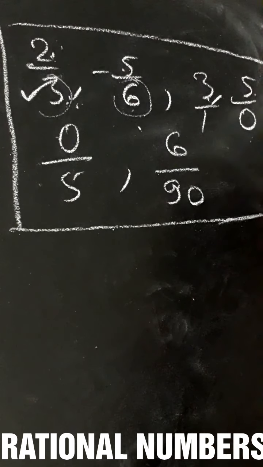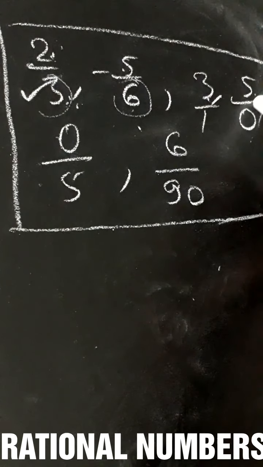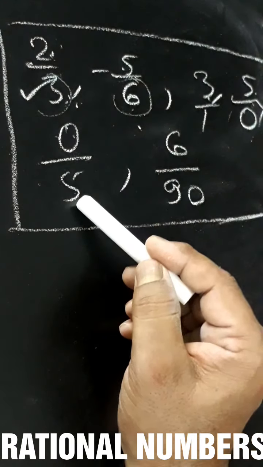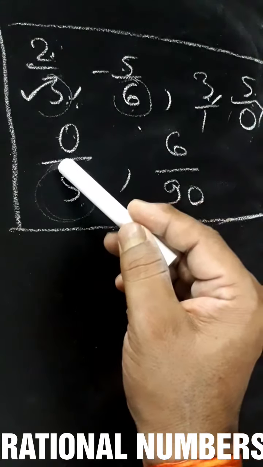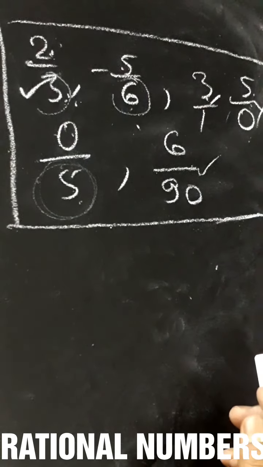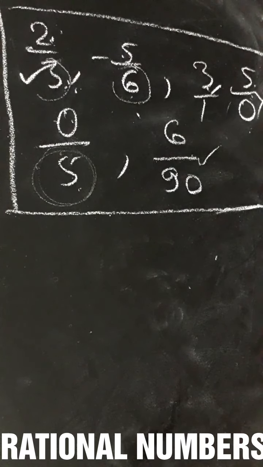This is also a rational number. Here 5 by 0 is not a rational number. We cannot write the denominator as 0. Here 0 by 5 is a rational number since the denominator is not equal to 0. Again, this is also a rational number. In this way, we can say whether a number is a rational number or not.